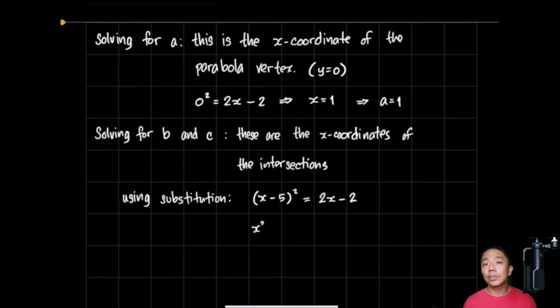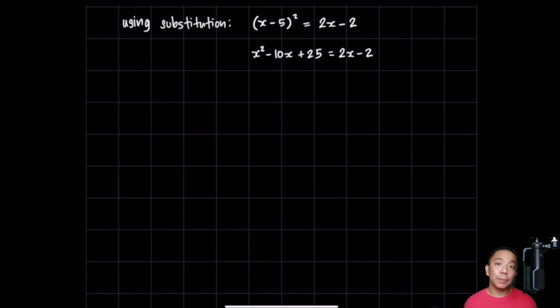We'll get x minus 5 quantity squared is equal to 2x minus 2. Expanding, we'll get x squared minus 10x plus 25 is equal to 2x minus 2. Gawin natin 0 yung right side by adding negative 2x plus 2 sa both sides. We'll get x squared minus 12x plus 27 equals 0.